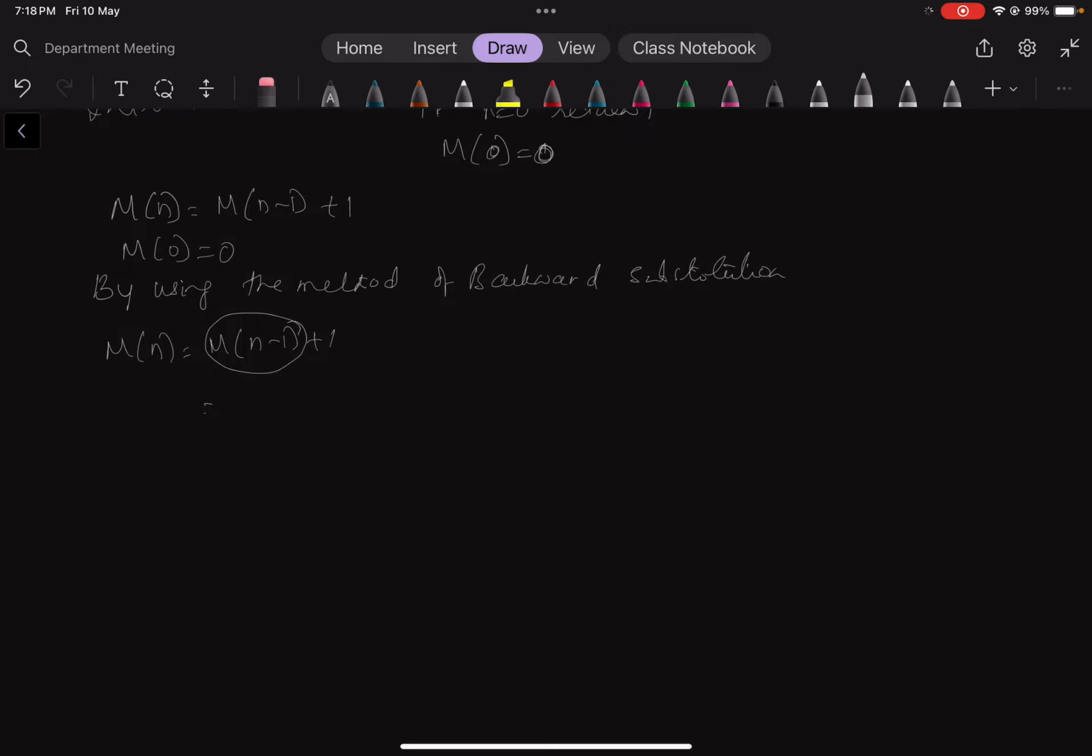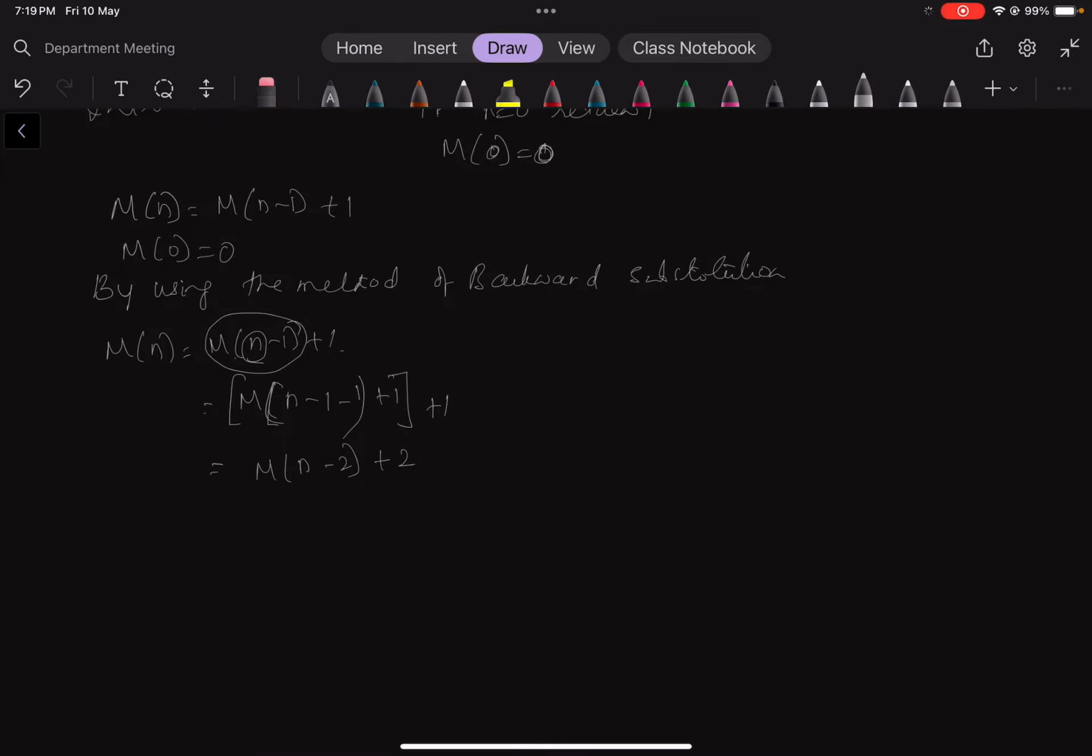Instead of n, you are going to put n minus 1. So m of n minus 1 minus 1, plus 1, and this plus 1 is for this. So this is m of n minus 1 minus 1 plus 1 plus 1, which is nothing but m of n minus 2 plus 2.